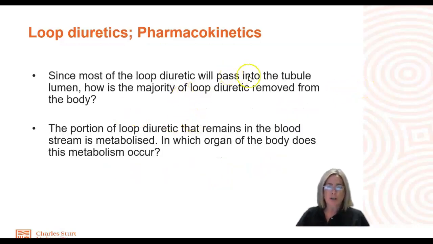Since most of the loop diuretic will pass into the tubule lumen, how is the majority of loop diuretic removed from the body? So the majority will be active drug, and it will be excreted as active drug in the urine. However, the portion of loop diuretic that remains in the bloodstream will be metabolized. And a very easy question here is, in which organ of the body does this metabolism occur? Of course, it's the liver, and those inactive metabolites then are also excreted in urine.